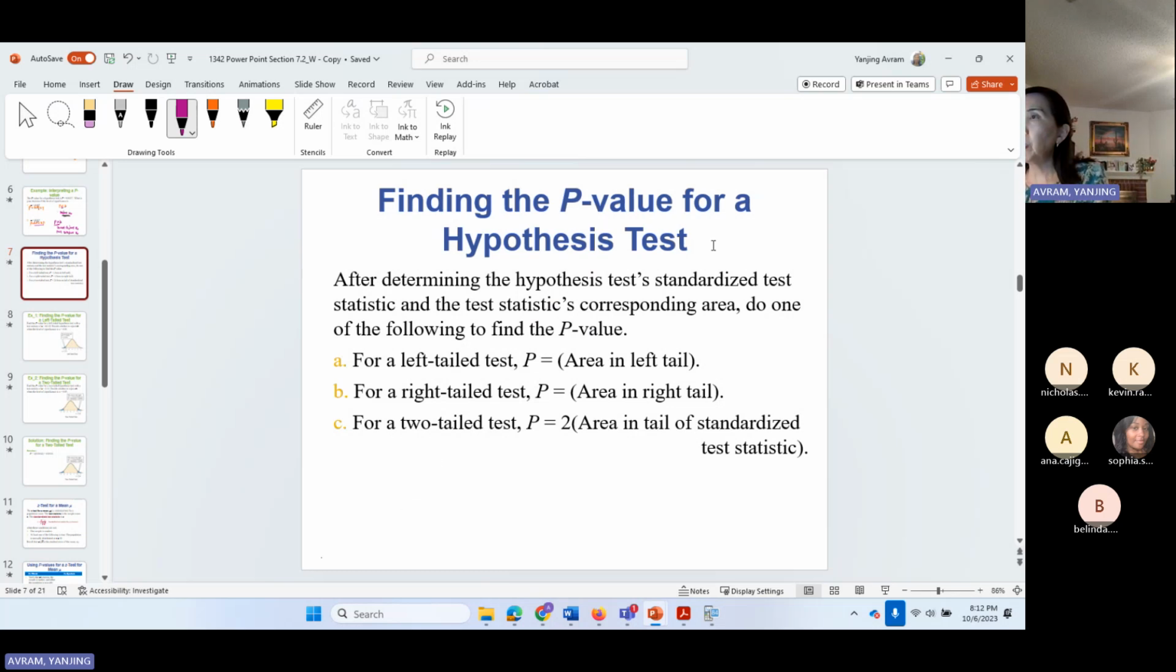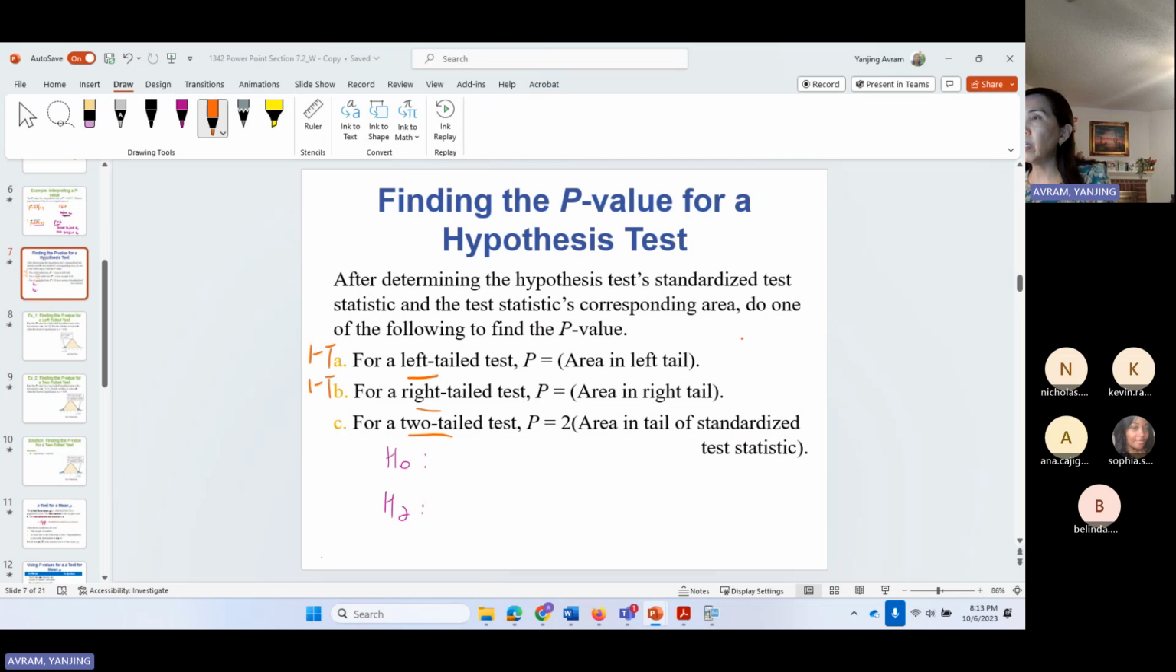So how do you find the p-value for the hypothesis test? Well, you really have to write down your null and alternative hypotheses first. Remember, for every question, you always need to write down the null and alternative hypotheses. And the one tail or two tail: left tail is one tail, right tail is also one tail, and then this is two tail. So with two tail, you have two areas, okay?